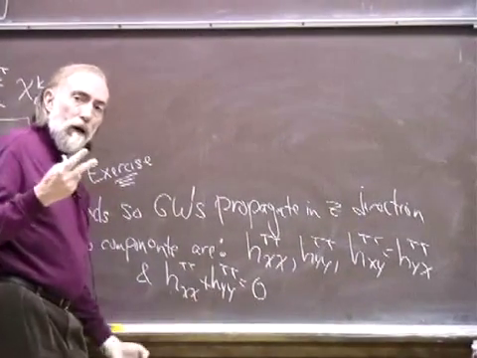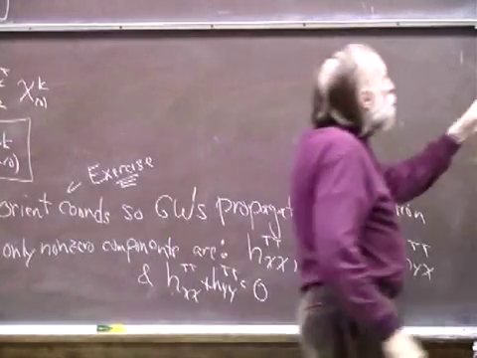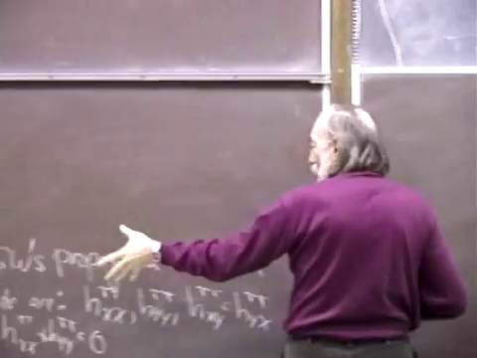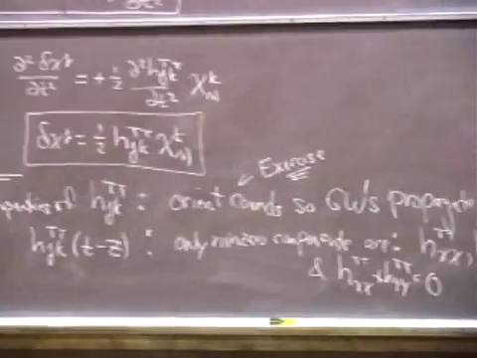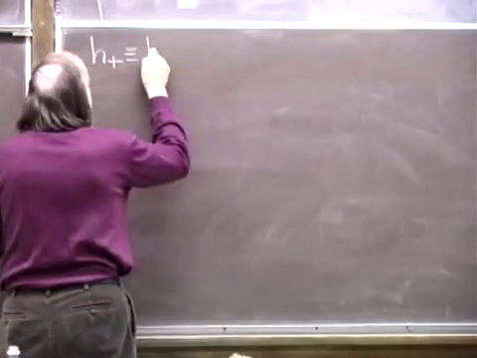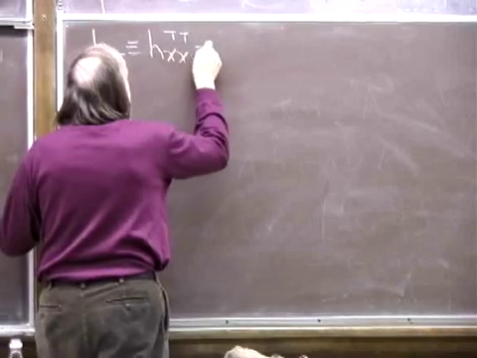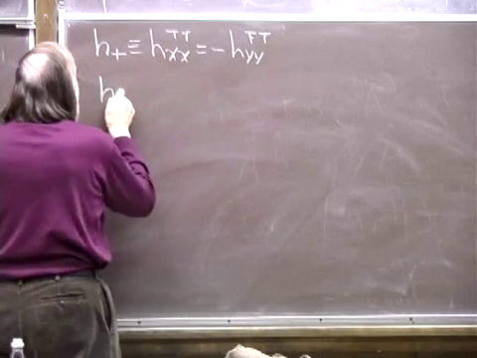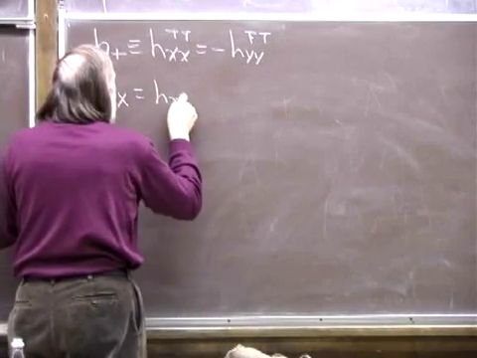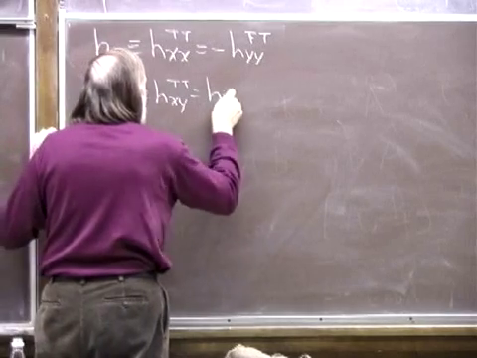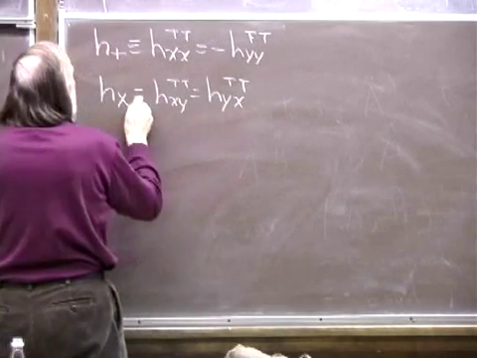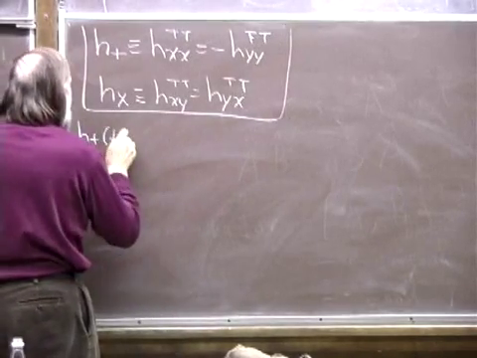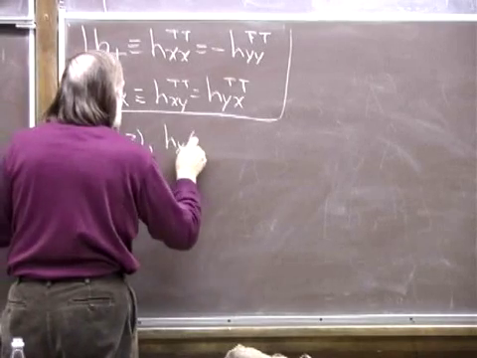And so there are only two non-zero components. Those two non-zero components, it is conventional to give a simpler notation to, once I have gone to this special coordinate system. I will call H plus HXX TT, which is also equal to minus HYY TT. And I will call H cross HXY TT, which is the same thing as HYX TT. And of course, H plus is a function of t minus z, and H cross is a function of t minus z.